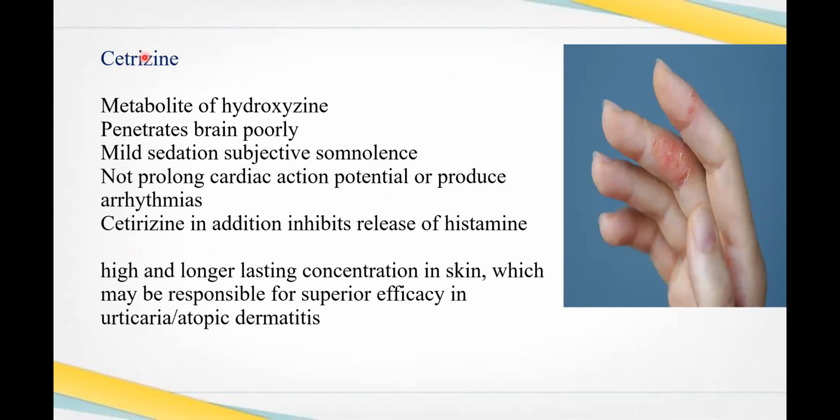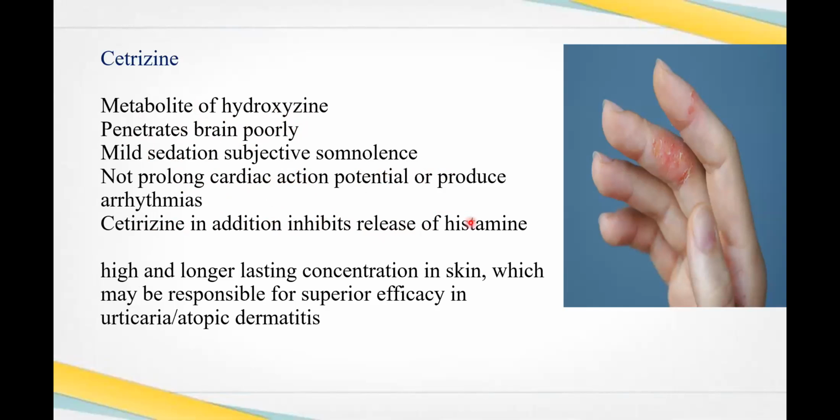Then loratadine, another second generation drug, but one important point you have to remember: seizures are reported. So fexofenadine is a better choice. Then cetirizine, levocetirizine or cetirizine. Cetirizine is another commonly used drug. It is a metabolite of hydroxyzine. Again, it belongs to the second generation antihistamines, so sedation will be mild. It penetrates the brain poorly, causes mild sedation, and does not prolong the cardiac action potential, so no arrhythmia.